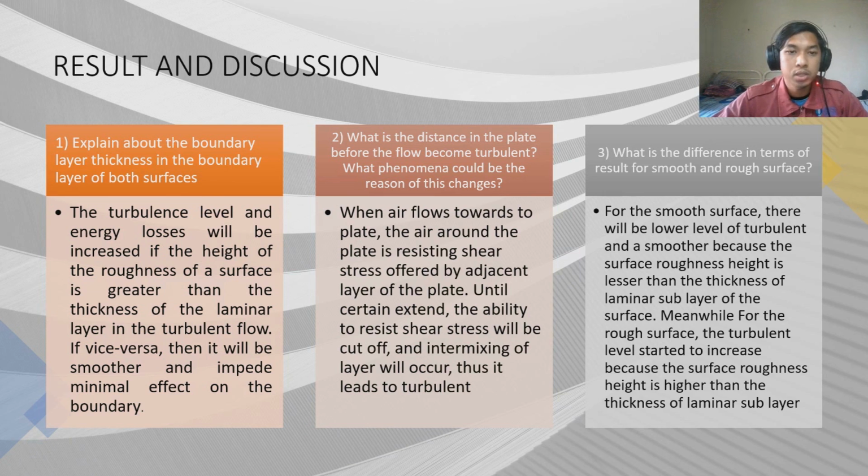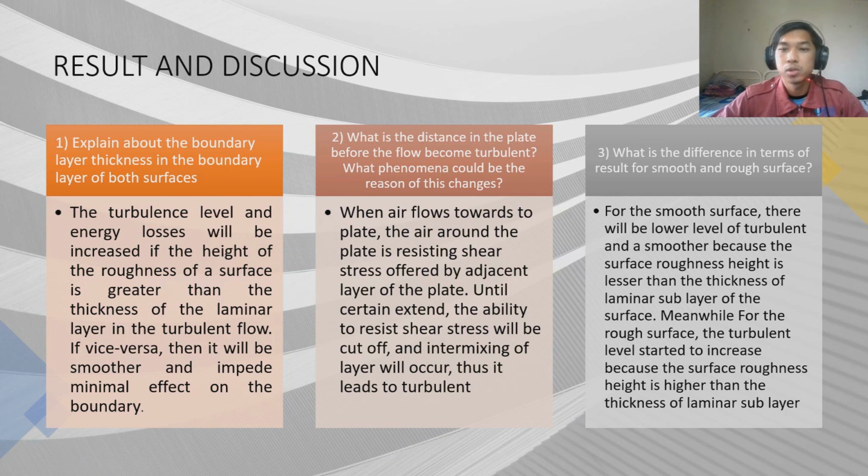The second question is what is the distance on the plate before the flow becomes turbulent? What phenomenon could be a reason for this change? When the air flows toward the plate, the air around the plate resists the shear stress offered by the adjacent layer of the plate. To a certain extent, the ability to resist the shear stress will be cut off and intermixing of layers will occur. That will lead to turbulence.